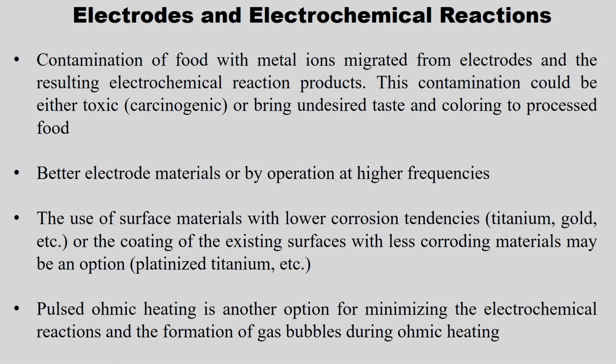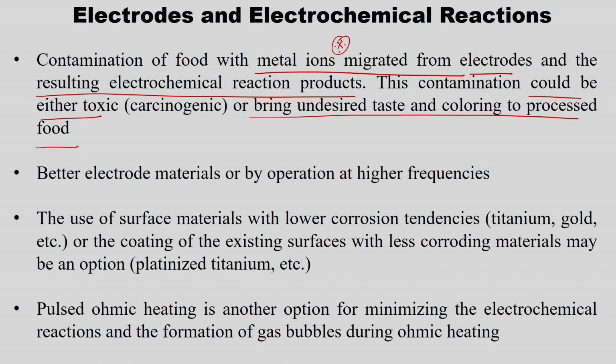Another important critical factor is electrodes and electrochemical reactions. The contamination of food with metal ions migrated from the electrodes and the resulting electrochemical reaction products. This is the critical thing when we use ohmic heating. So, this contamination could be toxic, which is nothing but carcinogenic, and bring undesired taste or color in the processed food. That is another problem why most consumers will not prefer electrically heated food.